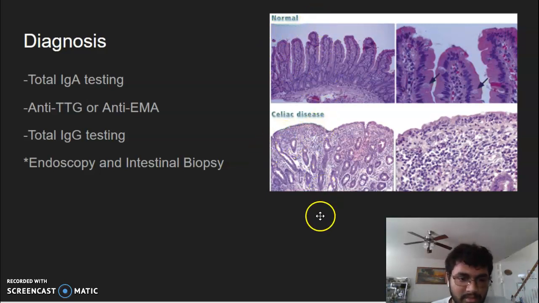Now, it's also important to know that this must be done while the patient is on a diet containing gluten. This is because it might not be possible to detect the antibodies or even the inflammation in the bowel, because there won't be what causes it to occur.